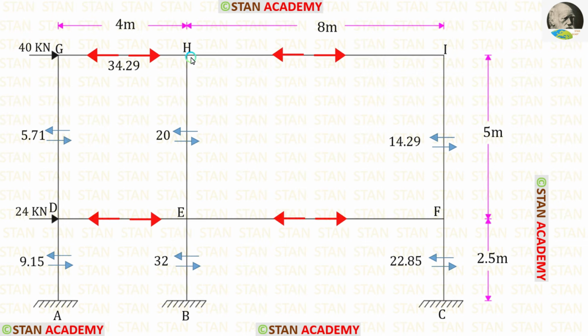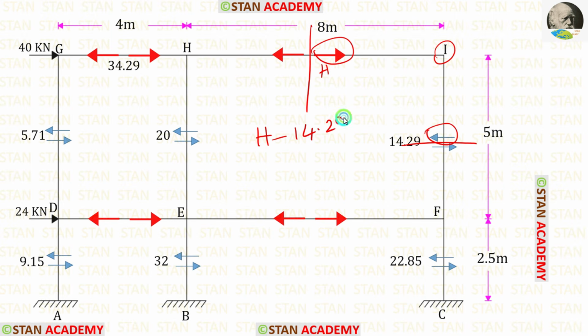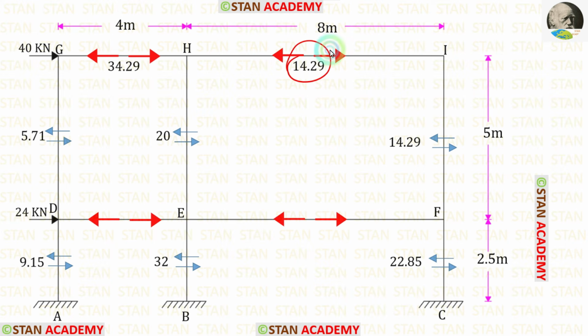Now let us find the axial force in the member HI. Let us take the joint I. Let us name the axial force as H. H is acting towards the right side, so that will be positive. This force is acting towards the left side, so that will be negative. Finally, for H, we will get 14.29 kilonewton. Let us enter that.